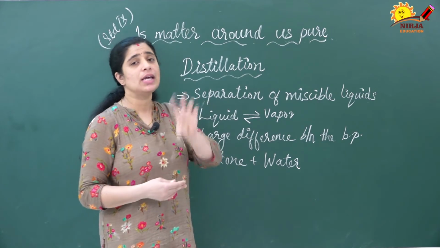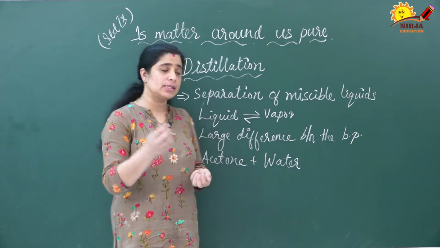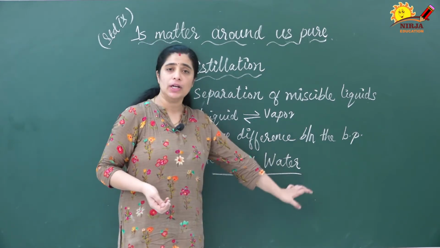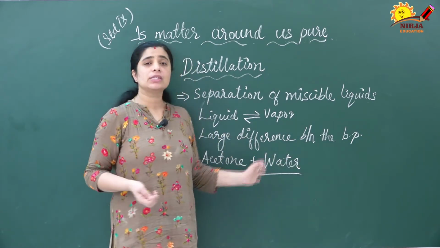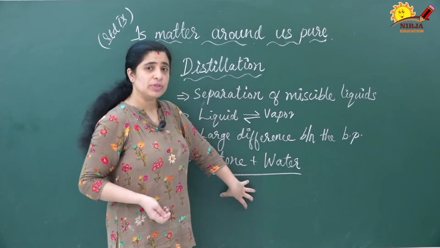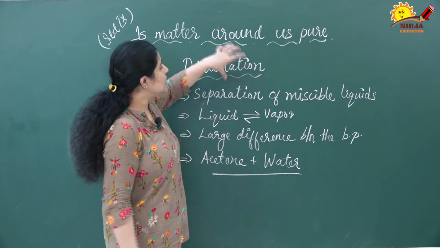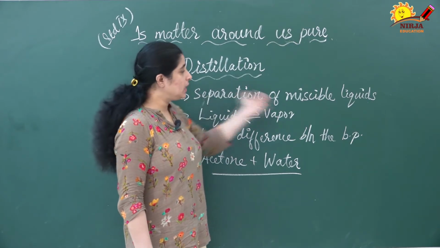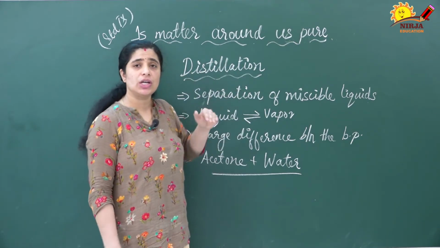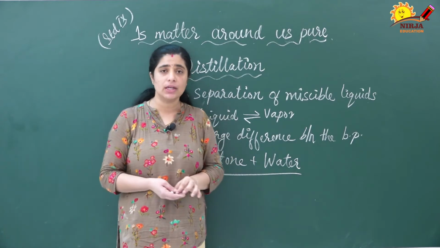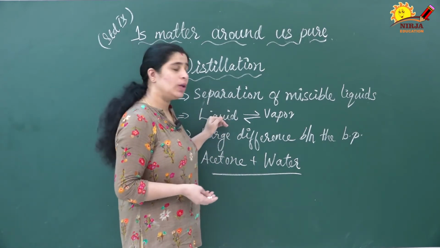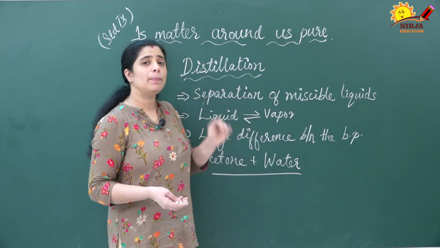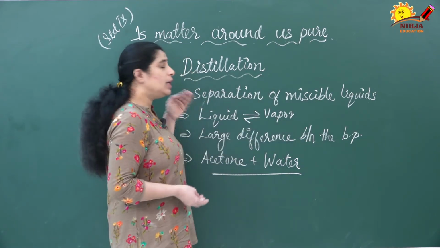Miscible liquid means they will mix with each other. Example, we can take acetone and water. These two are miscible liquids, that means they will mix with each other. To separate this mixture we can use this distillation method. So to separate two miscible liquids we are using this distillation method. Actually what is happening here is that first the liquid will be converted into the vapor state. After that the vapor will change into the liquid state.